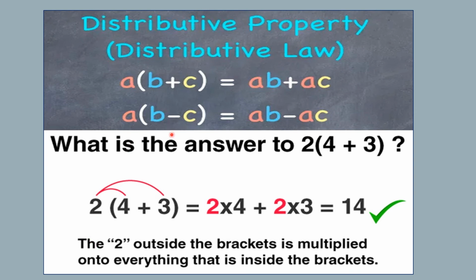Even in the case of subtraction this will be true. That is, a × (b − c) will be equal to a × b − a × c. This is a general rule shown by the alphabets or by using a formula. So you can see here also we are using algebra.